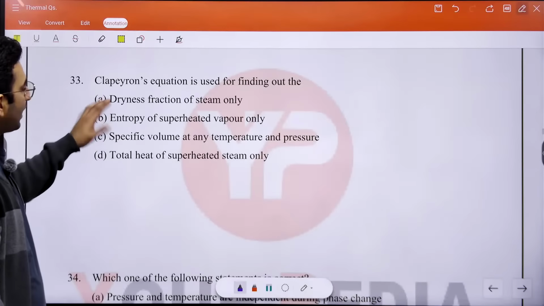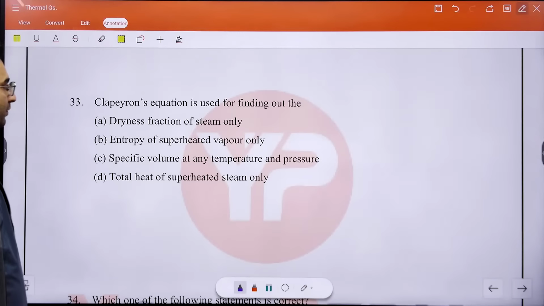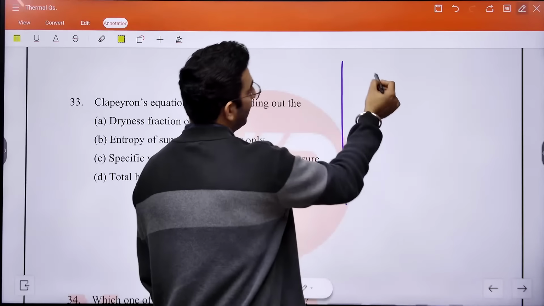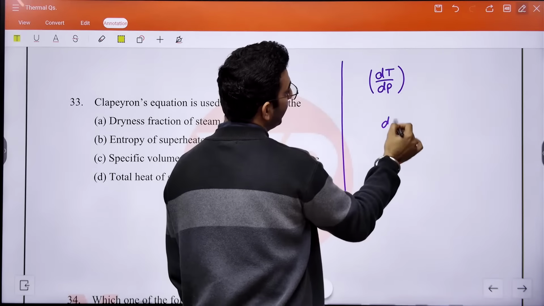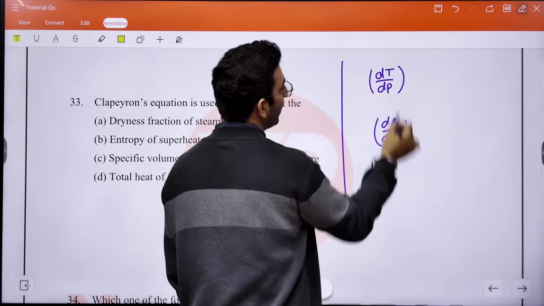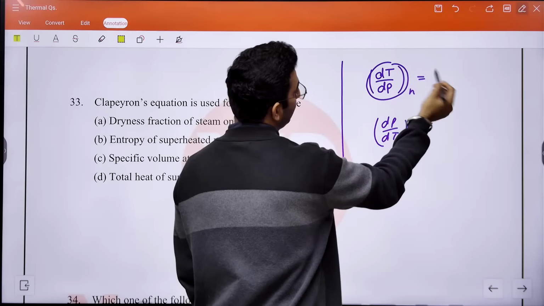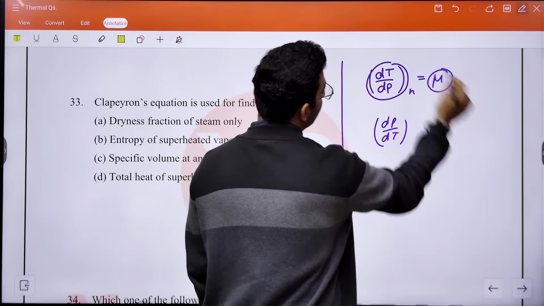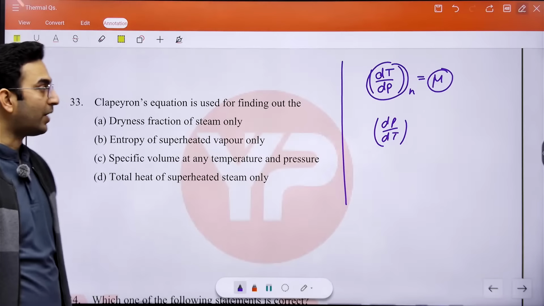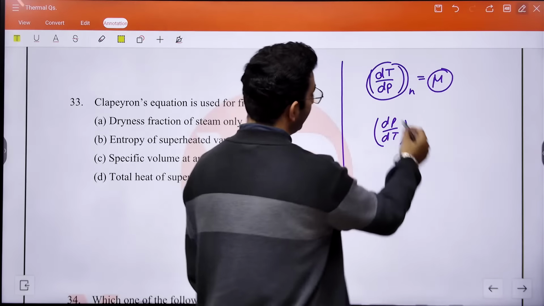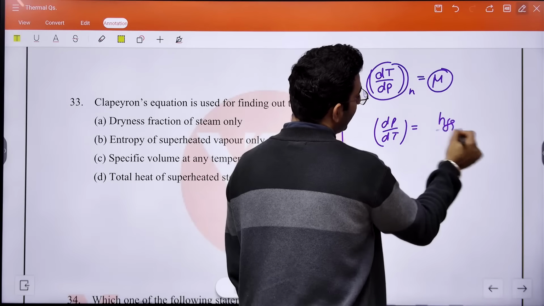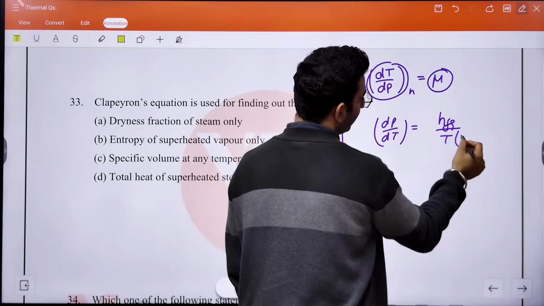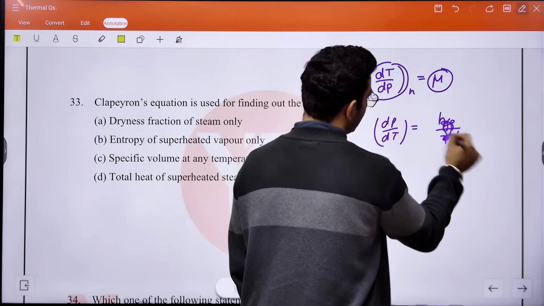Next question. Clapeyron's equation is used for finding out the... Now remember that we generally create two plots here, the TP diagram and the pressure temperature diagram here. The TP diagram at a constant enthalpy is known as the Joule-Thomson coefficient here. Just remember that part. If we talk about the DP diagram, dP by dT, it's simply written as hfg divided by T here.